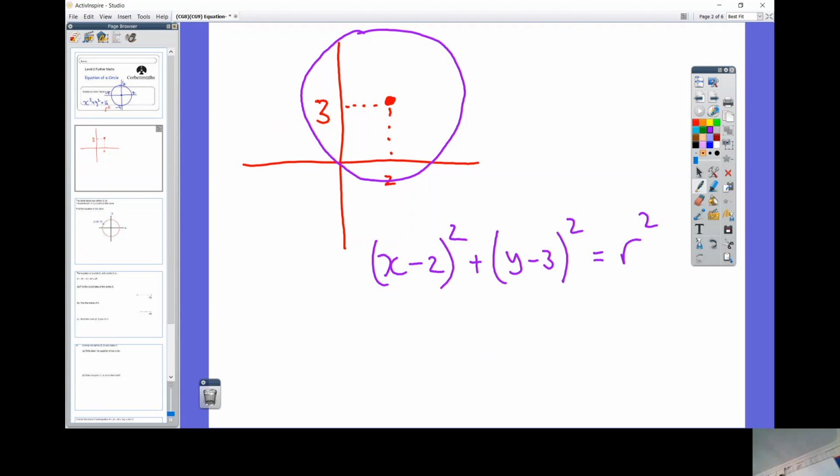Let's get this really clear for your notes. Where the centre is the coordinate 2, 3, then that is your circle. So let's turn the pages of the Corbett Maths worksheet.